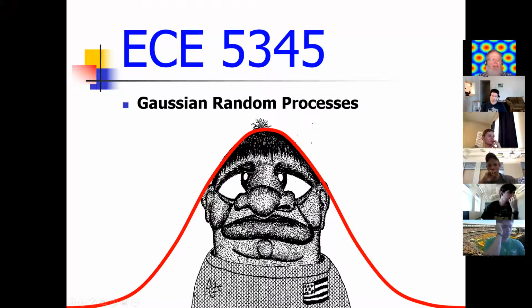Again, it seems that there are always, in different fields, certain functions that are our friends. I think in probability and stochastic processes, it's the Gaussian. We have the Gaussian random process that we're going to talk about now.